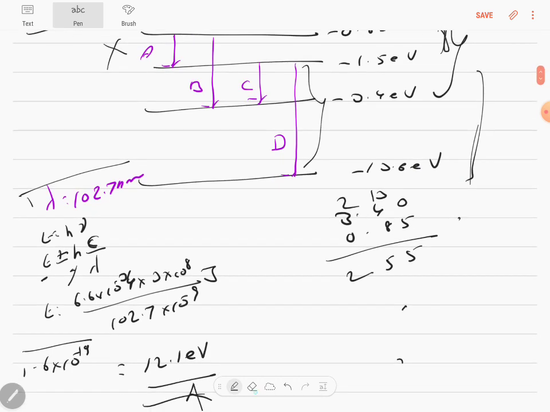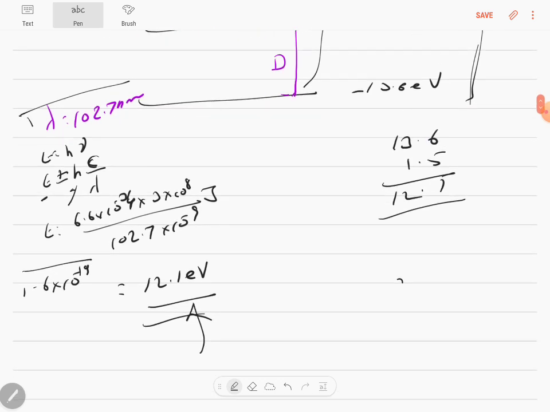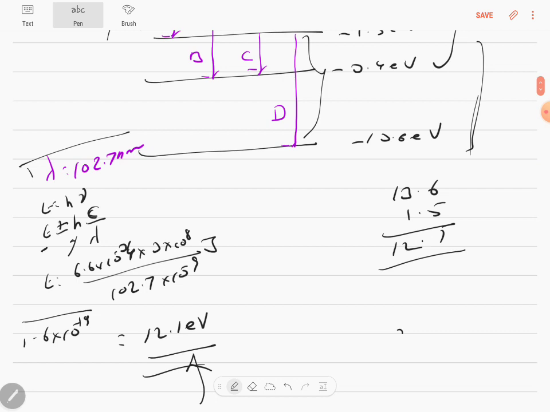That's where the huge value lies, correct? So let's do D: 13.6 minus 1.5 is 12.1. You can guess that, and the time can be saved. Are you clear? So only D corresponds to this wavelength.